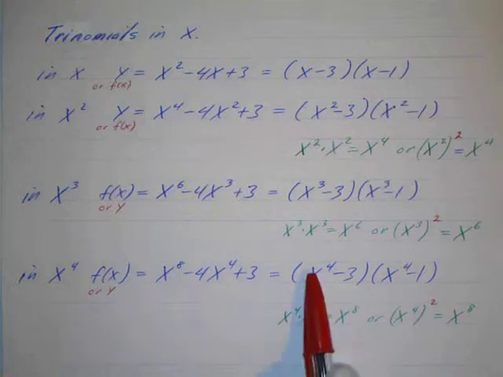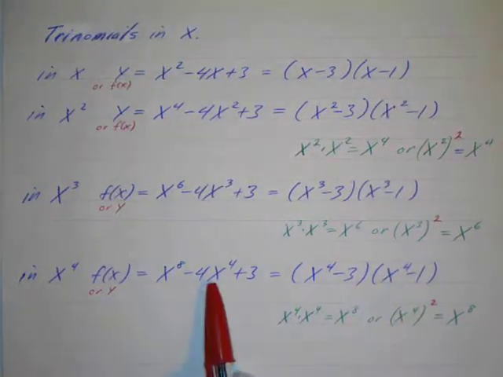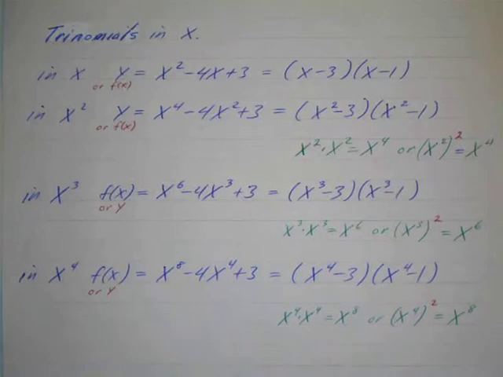And if you FOIL this out, x to the 4th times x to the 4th would be x to the 8th. Minus 3 and minus 1x to the 4th would be negative 4x to the 4th, plus 3. So that's a little bit on trinomials in those values. So you probably want to be aware of that.